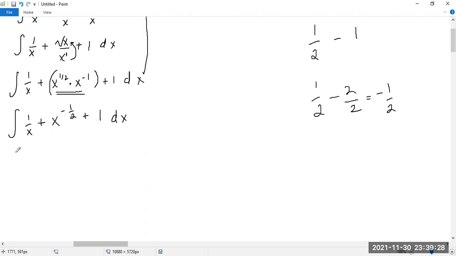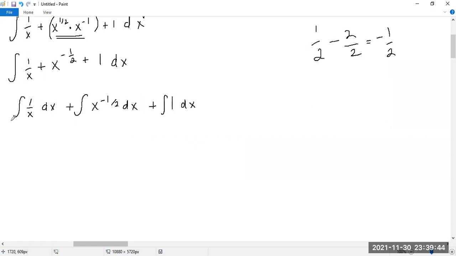And so what I'll do here is I'll break this up. I'll say that this is the integral of 1 over x dx plus the integral of x to the -1/2 dx plus the integral of 1 dx. So I know that the integral of 1 over x is just ln of x. Plus, I'm going to add 1 to the top, so I'll do x to the negative 1 over 2 minus 2 over 2, divide by whatever that is.